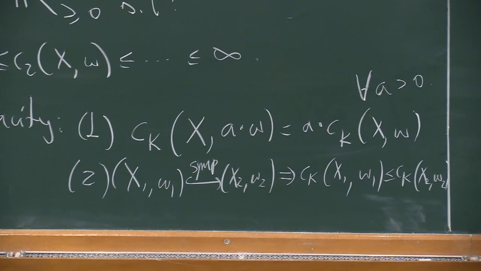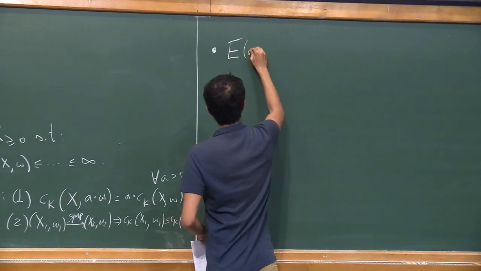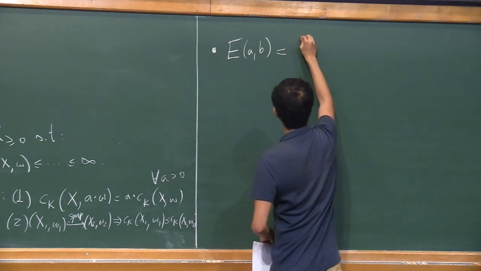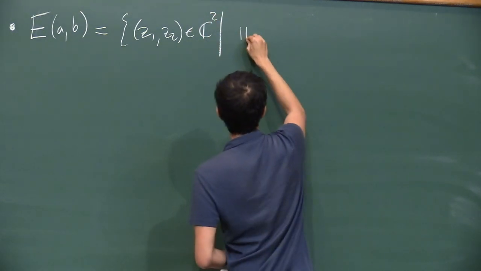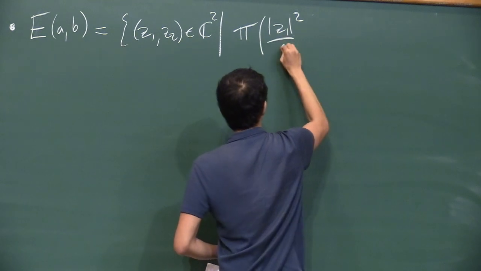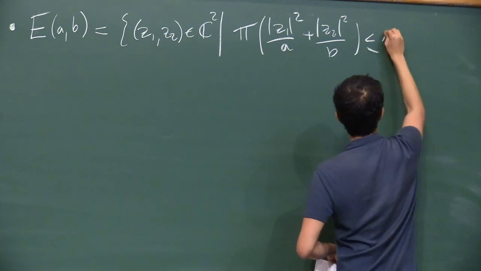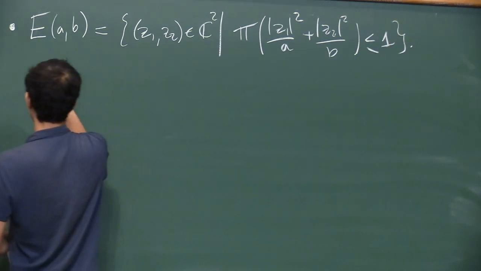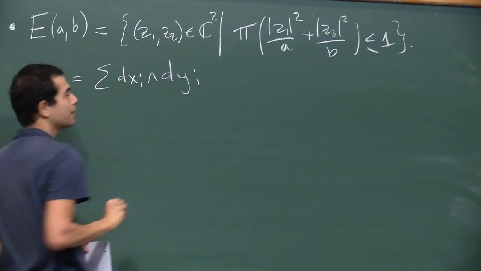Another property is that we can compute it in some specific cases. And if I have time at the end, I might actually do the calculation for you. But of course, I need the definition first. But I'll just tell you that if you consider an ellipsoid, which is a pretty natural set in R^4, so consider the set of (z1, z2) in C^2 such that pi times the norm of z1 squared over a plus the norm of z2 squared over b is less than or equal to 1. And you consider the standard symplectic structure in R^4, so the sum of dx_i dy_i.